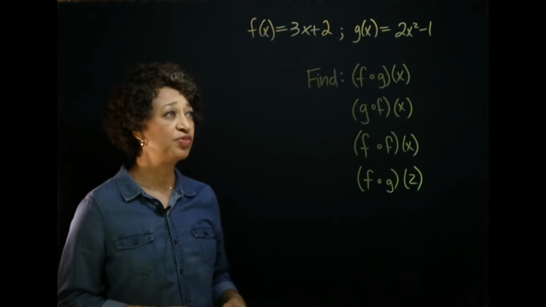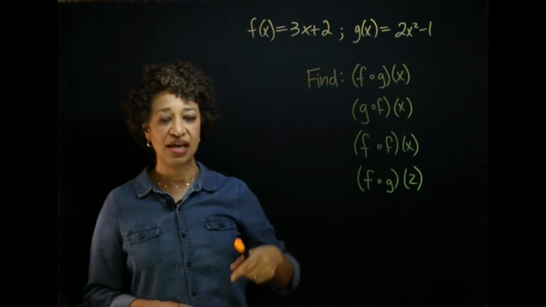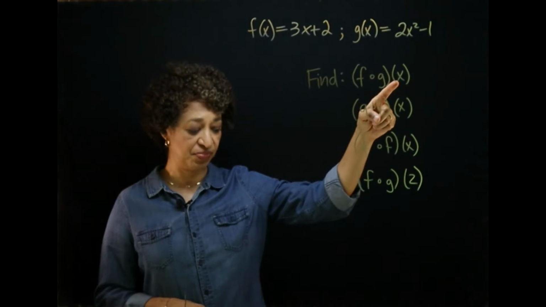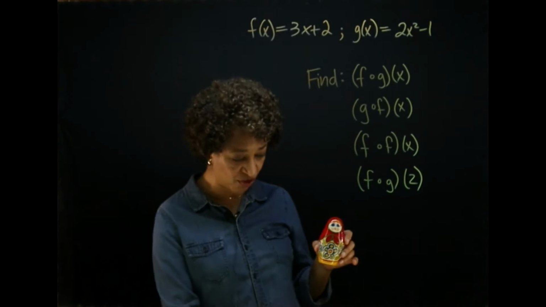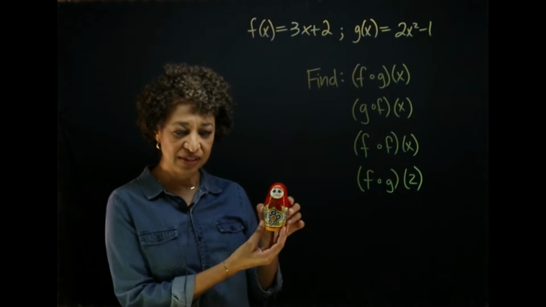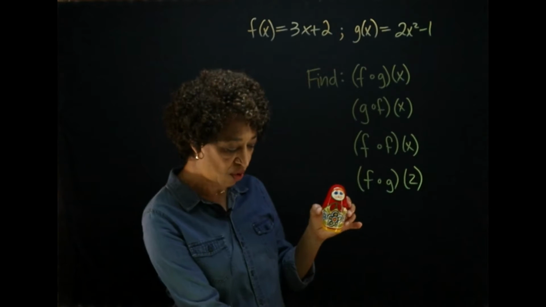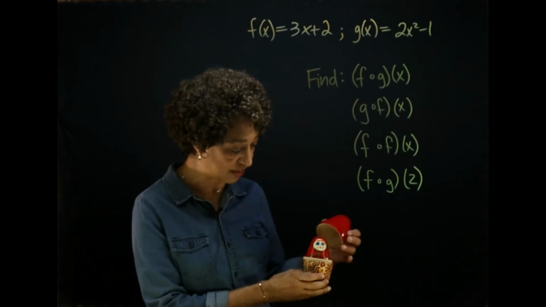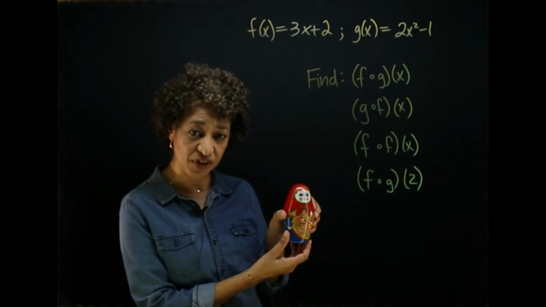So here we're starting with two polynomial functions, f of x and g of x, and we want to find the composition f of g of x. A composition of functions is sort of like nesting dolls. I don't know if you've seen these before, but this is a nesting doll. Say this is the function g of x, and we want to place it inside of the function named f of x. And so we end up with the composition of the function.